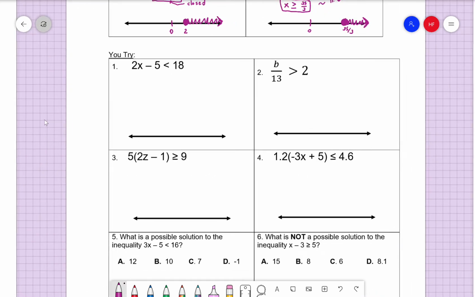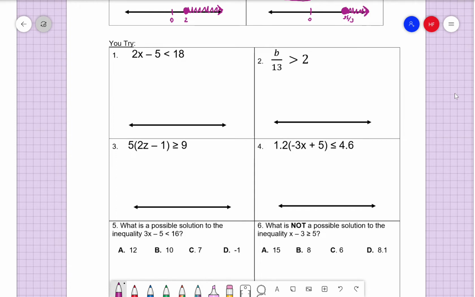Oops. So now let's do a couple more. 2x minus 5 is less than 18. So I'm going to get that constant out of here. So I get 2x is less than 18 plus 5, 23. Divide by 2. X is, we didn't divide by a negative, so the sign stays the same, less than 23 over 2, which is going to be a little bit more than 11.